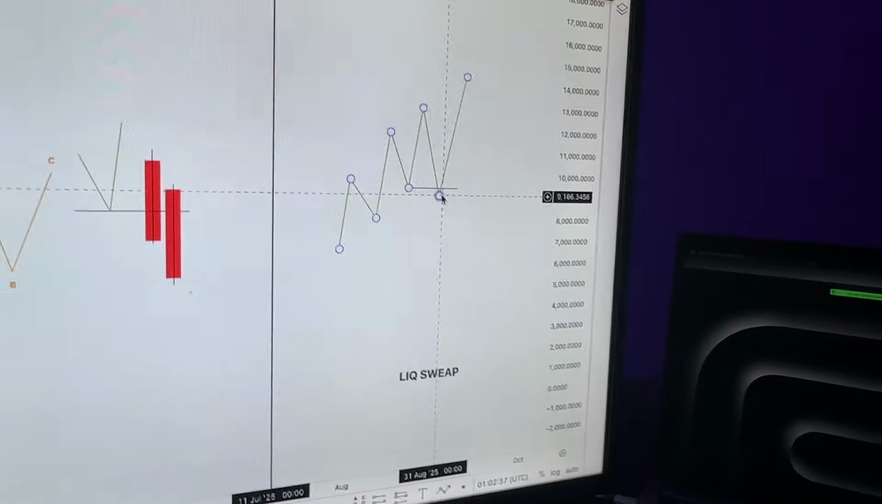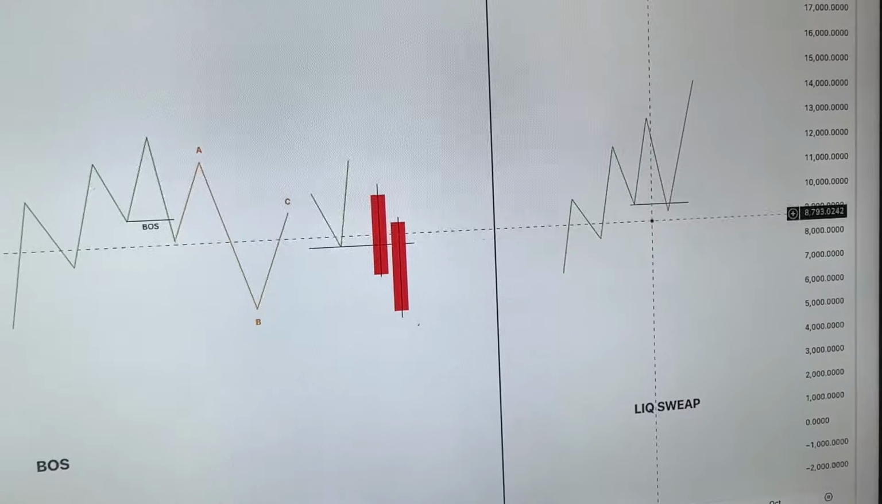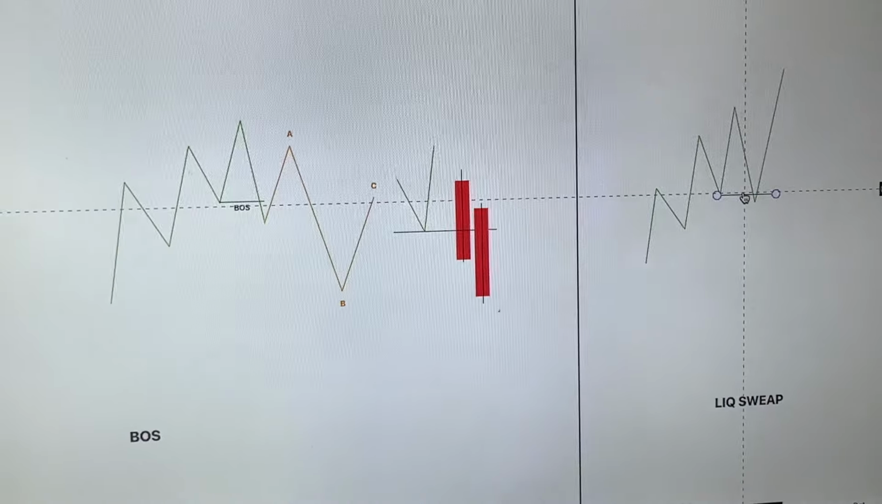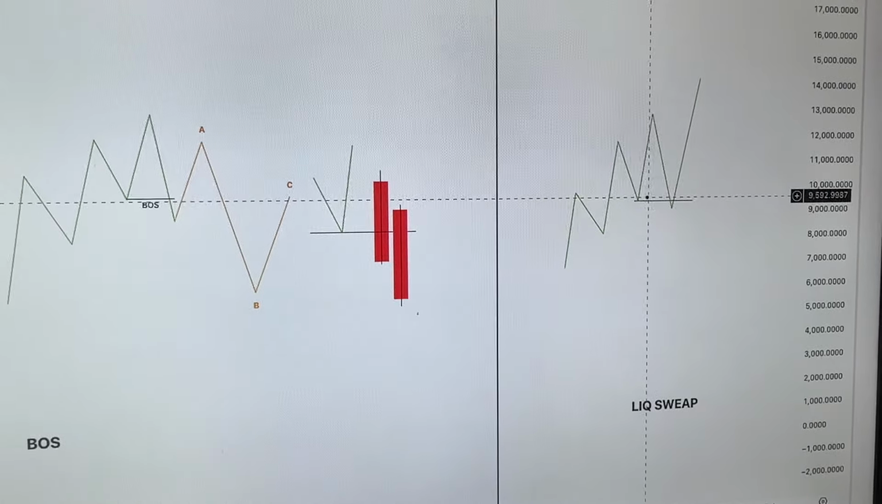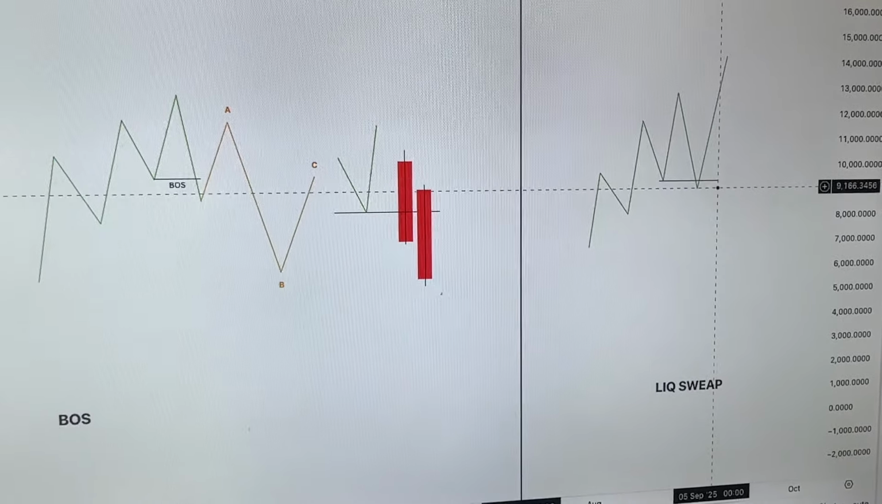Automatically they might go, "All right, then this is a breaker structure." But if you now have the knowledge of the difference between a liquidity sweep and a breaker structure, this is not going to really fool you. You understand? Yeah, this is not going to really fool you.